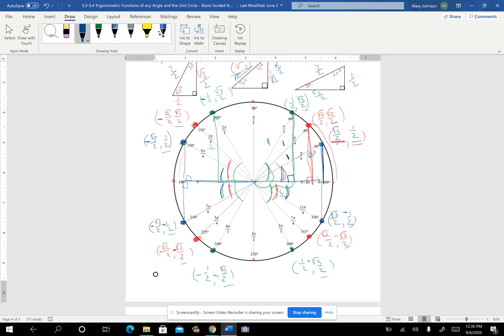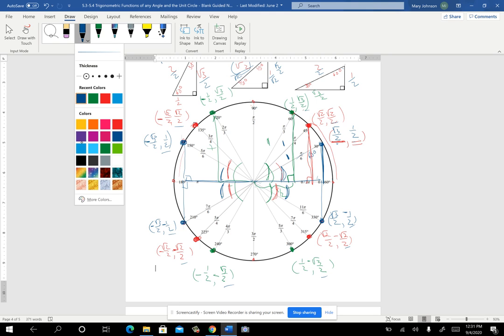You see that? And then the cosine would be the x coordinate of all of these points. So the unit circle is real handy, okay? And we just develop it by using the special right triangles together with an understanding of reference angles. All right, now I want to do one more.